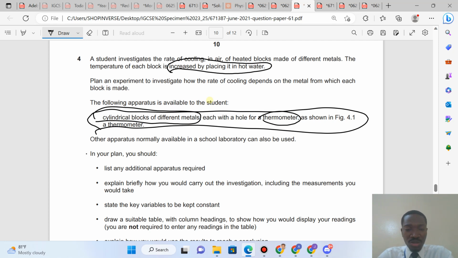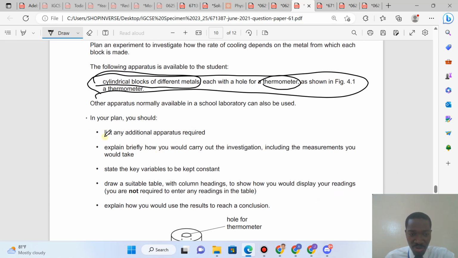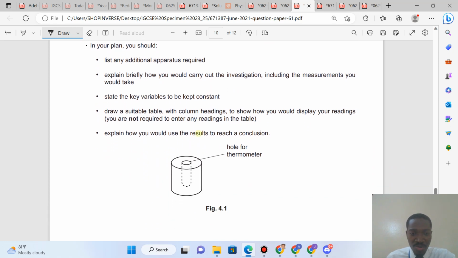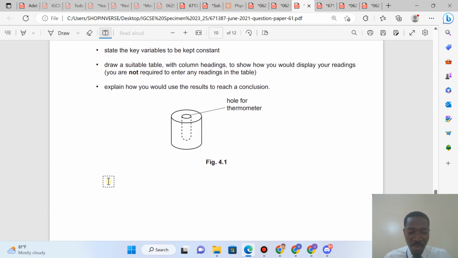When you are answering the question, do not list any of these apparatus in your answer. Other apparatus normally available in the school laboratory can also be used in your plan. This is where you provide your answer: list any available apparatus. If you are using a stopwatch to measure the time, put it there. You have provided the answer to that.